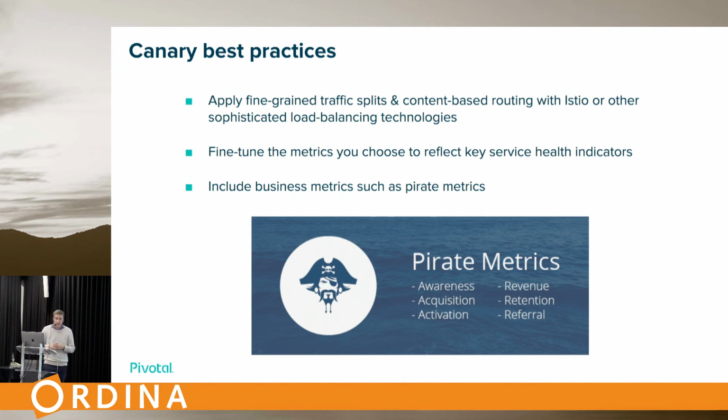You also have to fine-tune the metrics that you use. So we use some Rick and Morty metrics and some system metrics. You need to reflect on that and make sure that you're using metrics that are similar to your key service health indicators. But also business metrics should be included. And I don't know if anyone's aware of the pirate metrics. It's called pirate metrics because the things you're measuring start with A and R, so, R, right? So awareness, acquisition, activation, revenue, retention, and referral. These things you probably want to measure as well because they are business scores, business metrics.